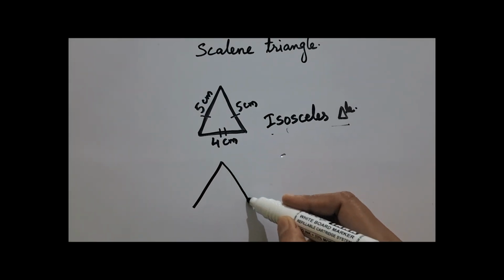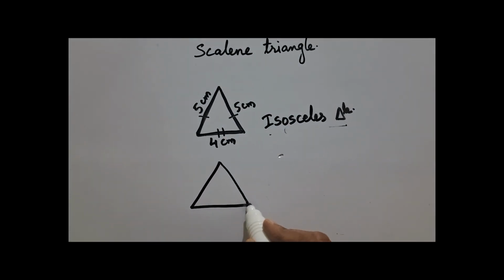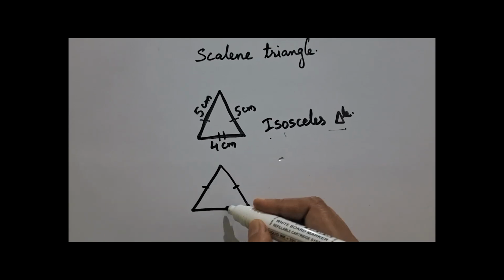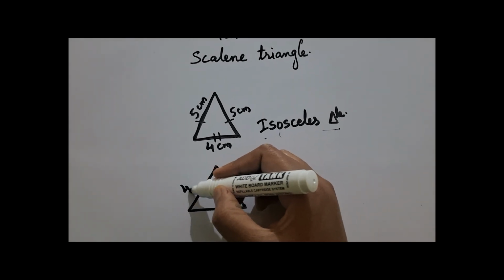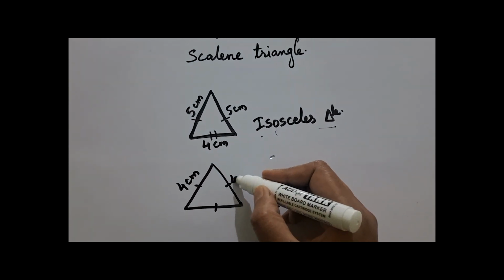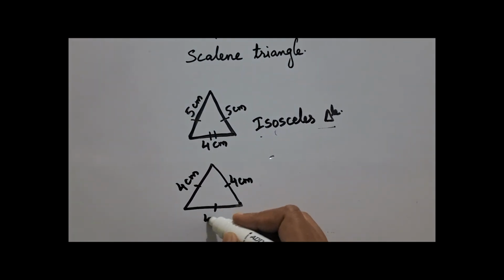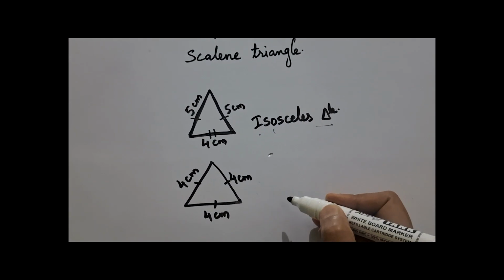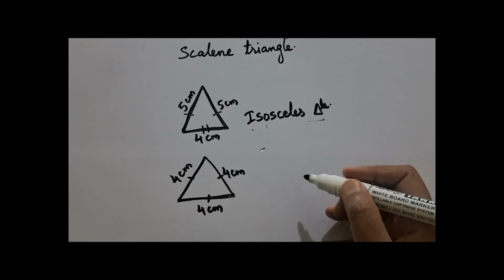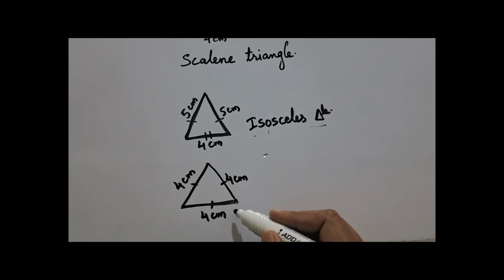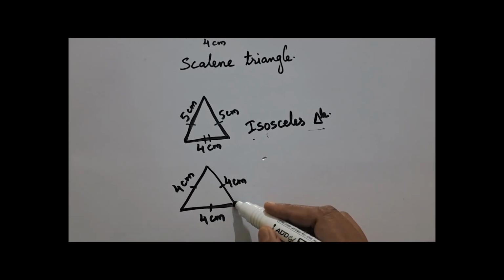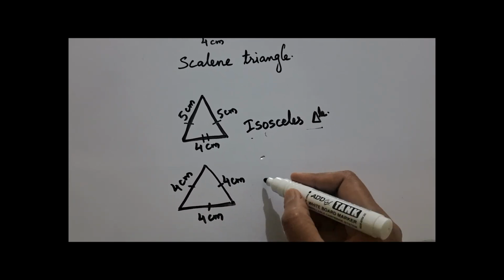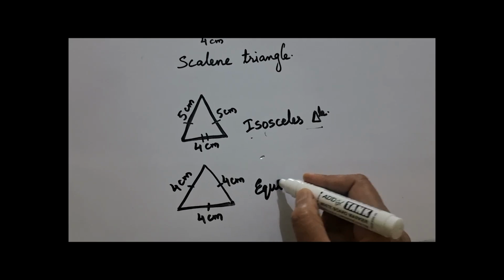Suppose a triangle is having all sides the same. All same sides means, for example, this is 4 centimeter, this is also 4 centimeter and this side is also 4 centimeter in length. This type of triangle where all sides are the same is called an equilateral triangle.